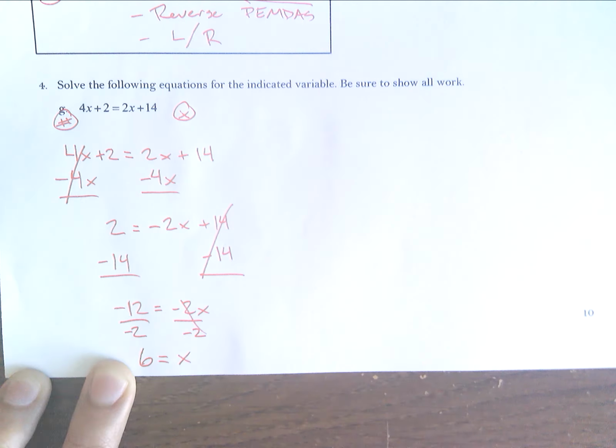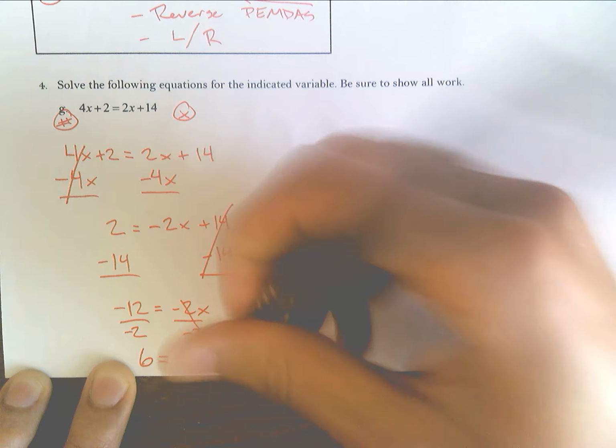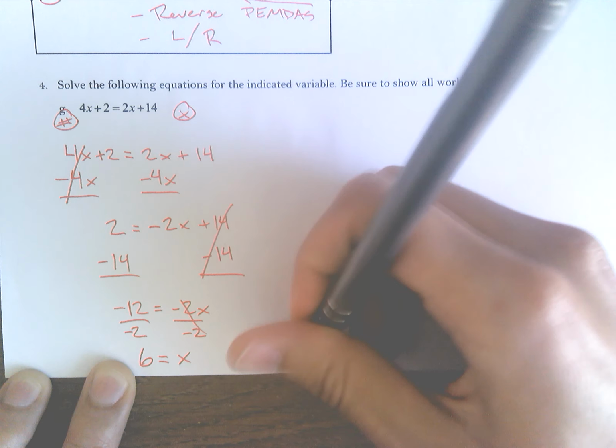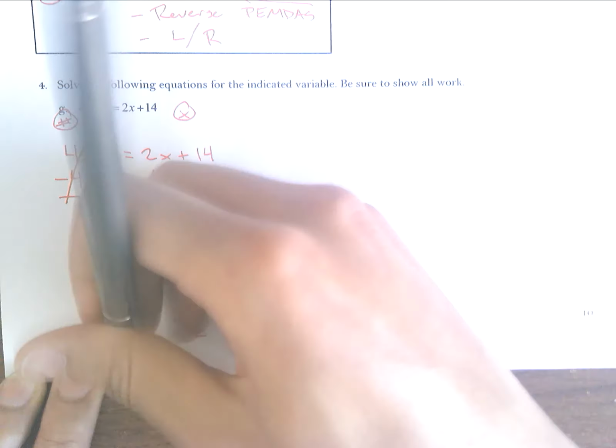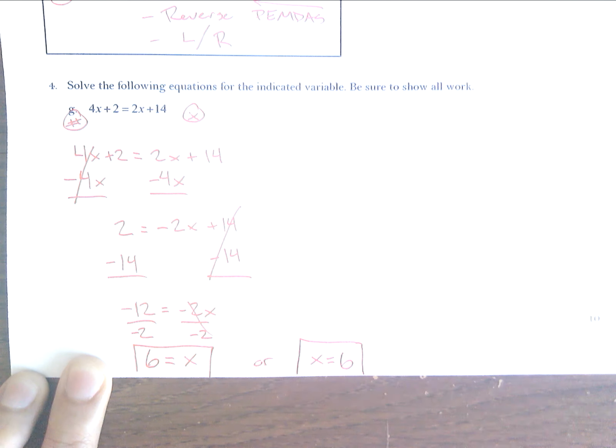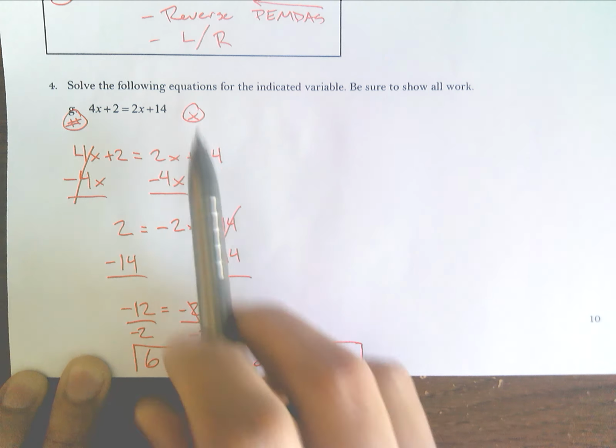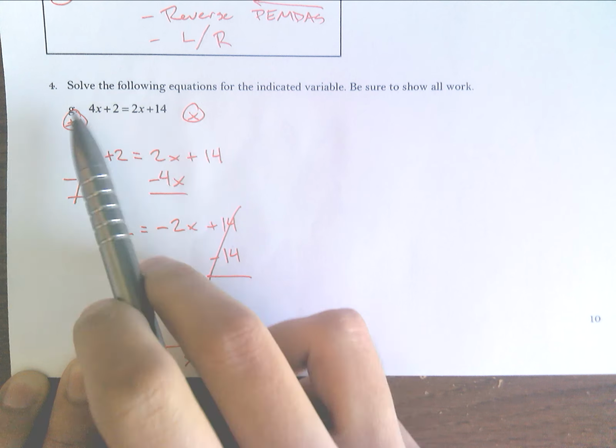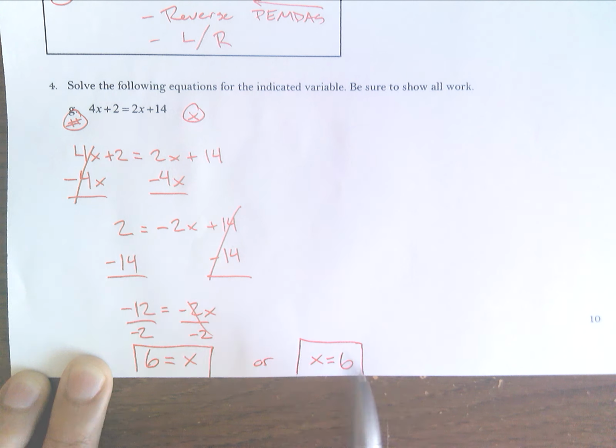So you can write your answer as 6 equals x. You can also flip it around and say x equals 6. Both of these answers are acceptable. And now if you did actually switch and you said your variables on your left side and your numbers on your right side, then you would end up with this. But either one is acceptable. All right, go ahead and flip the page.